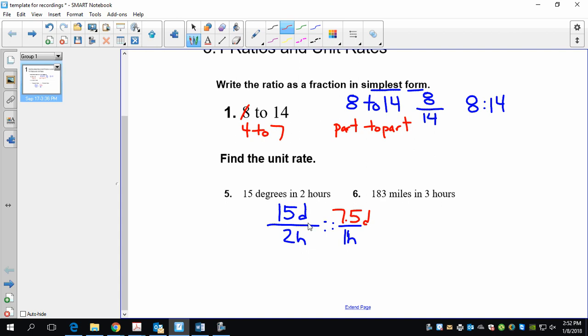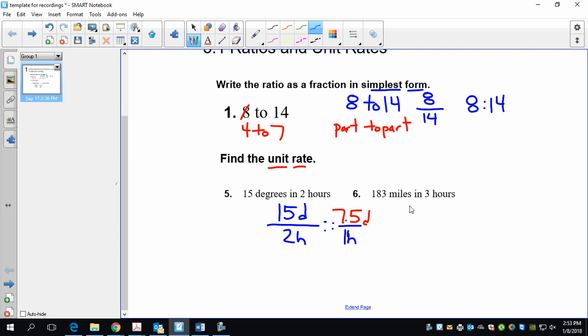Notice we have degrees on top of hours and then degrees on top of hours. And when we're finding the unit rate, we're going to have 1. It's like 1 hour, 1 mile, 1 meter. But when we're doing unit rates, we're comparing it to 1.